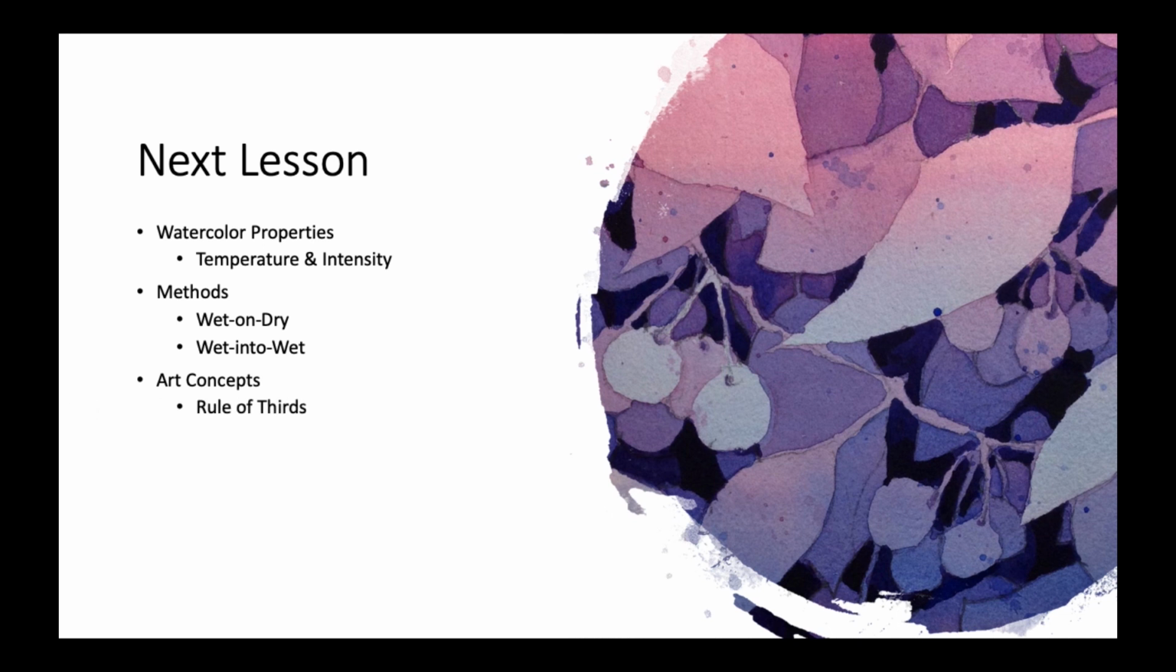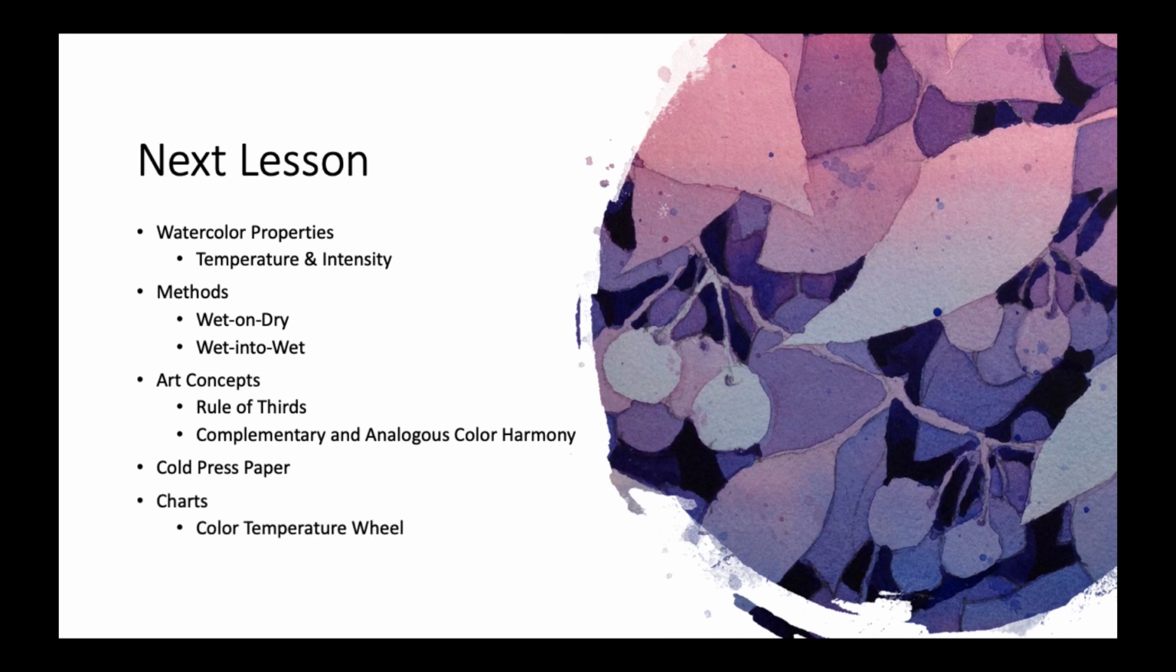We're going to discuss the art concepts of the rule of thirds and complementary and analogous color harmony. We're going to discuss cold pressed paper and why it's appropriate for washes. And we're going to do some more charting, a color temperature wheel, as well as a secondary color mixing chart. And finally, your final exercise will be a temperature layered painting that incorporates your theme.